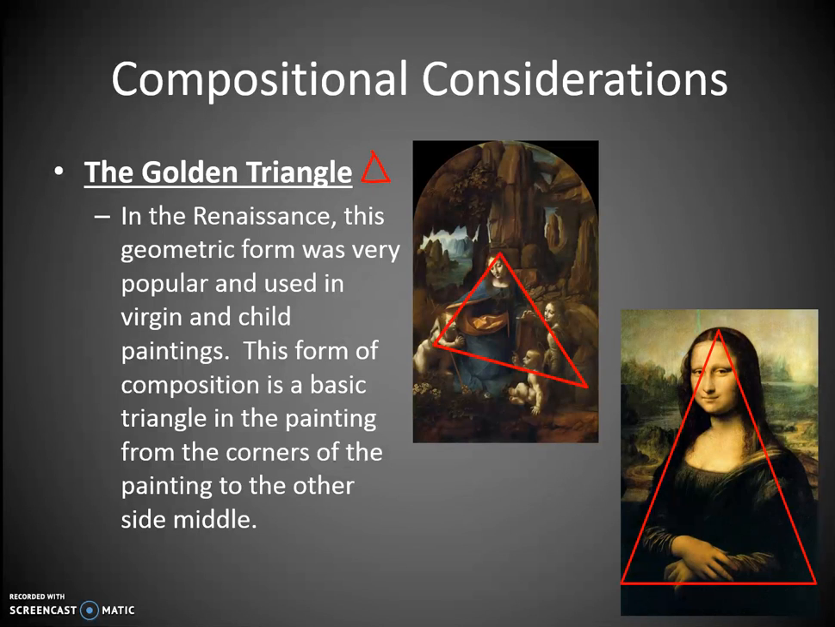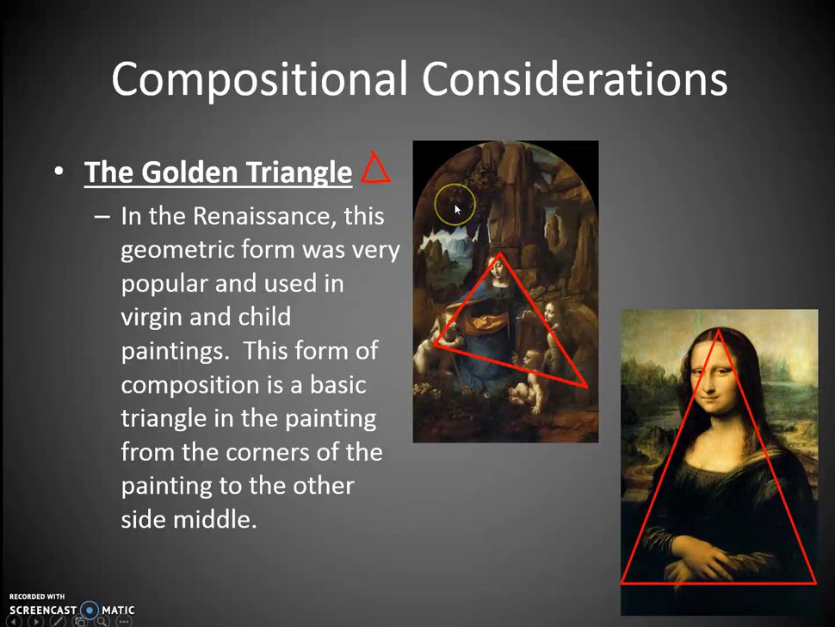There's 3 points. Okay, this form of composition is a basic triangle in the painting from the corners of the painting to the other side and then up or down towards the middle. So, just like you see here, we're starting at the top, coming down along the side to a corner to the other side, so on and so forth. It's a triangle. I don't think I can make it any easier than that.